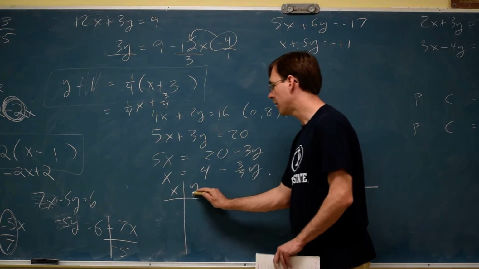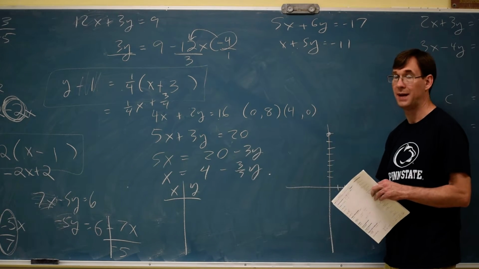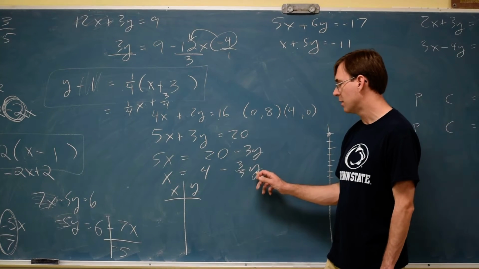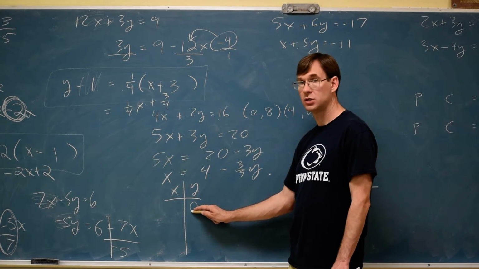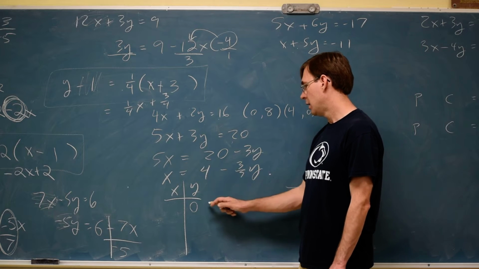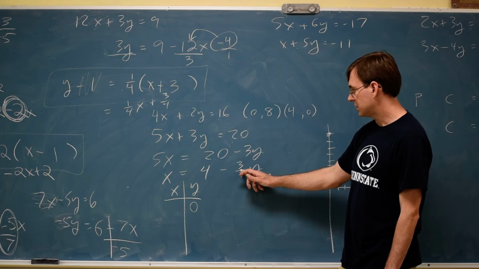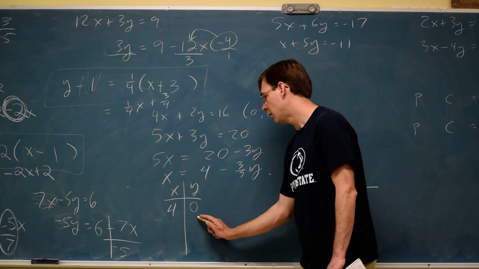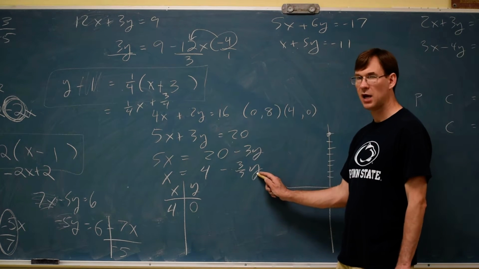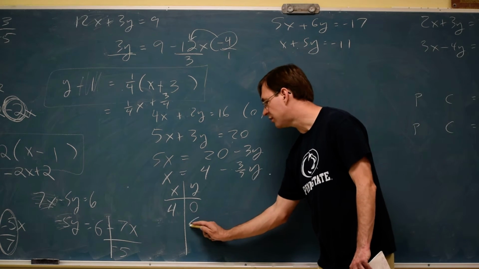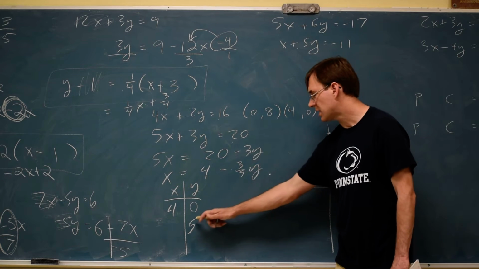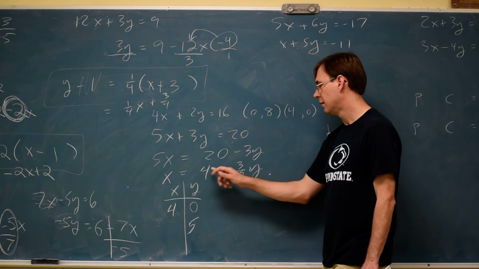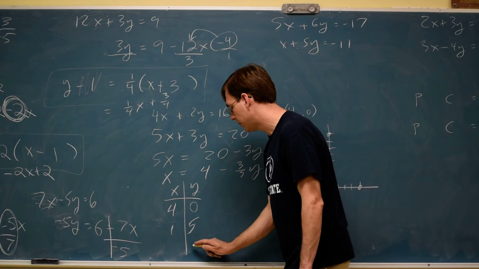And anytime we're in a graph predicament, we can always make a table. If it's x equals, we choose numbers for y. I would always choose 0. 0 times this is 0. 4 minus that is 4. Then we could pick anything else we want for y. I would choose 5, because 3/5 times 5 cancels the 5s, leaves a 3. 4 minus 3 is 1.